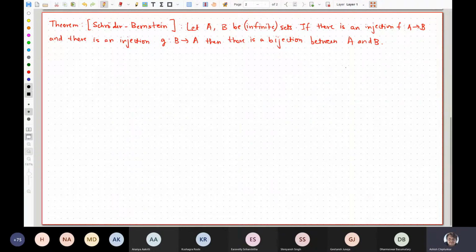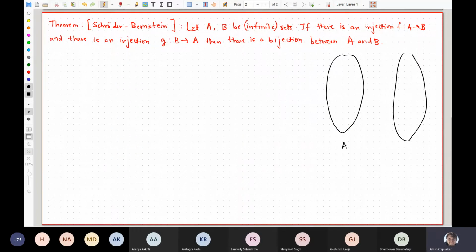So how does the idea work? Let's say you have the set A and the set B. Suppose this is the injective function F. What stops me from saying that F is actually a bijection? The reason is that there could be some elements in B which don't have a pre-image under F. In fact, there could be infinitely many elements of B which don't have a pre-image under F. So how do you take care of them? You use G to take care of them.